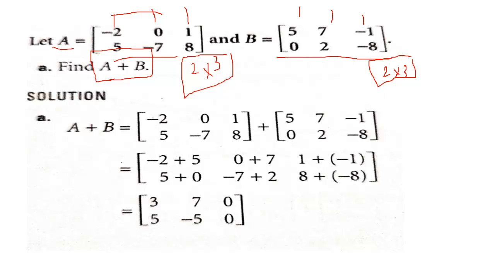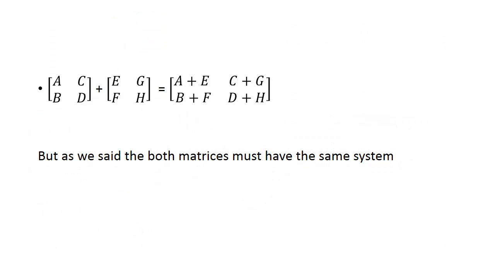But how are we gonna add? How are we gonna add the elements inside the matrices? So can we add negative 2 plus 2? No. Let's see. Here is the addition between matrices.